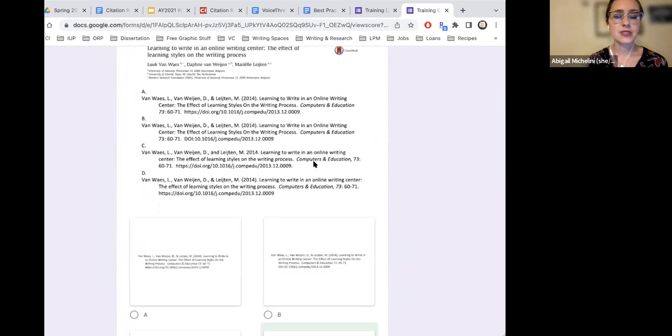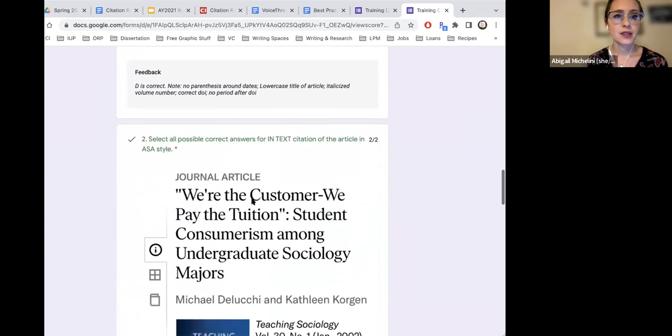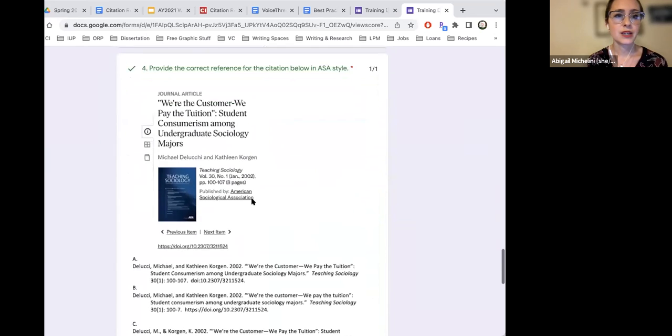All right, let's look at C a little more closely here. Okay, and what is the problem here? We have the 73, the volume number is not italicized. So I know that the only possible one is D. Okay, and then the last one here.